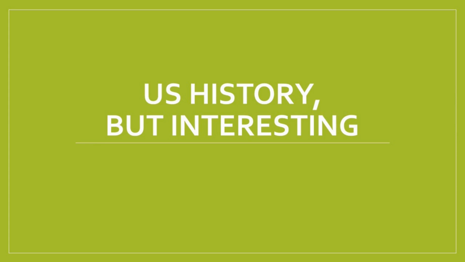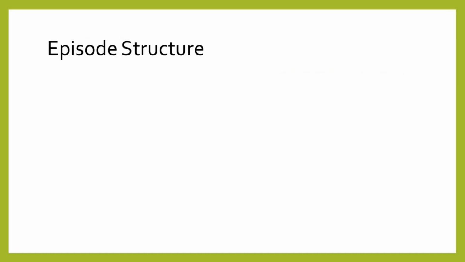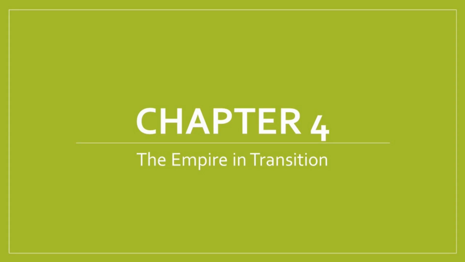Hi, welcome to the fourth episode of U.S. History, But Interesting, the series where we go through American history, Connecting with the Past by Alan Brinkley, chapter by chapter and talk about what the textbook says, what it doesn't say, and why you should care about this history right now in the 21st century. Today, we're covering Chapter 4, The Empire in Transition, which covers the French and Indian War and the lead up to the American Revolution. Let's get into it.